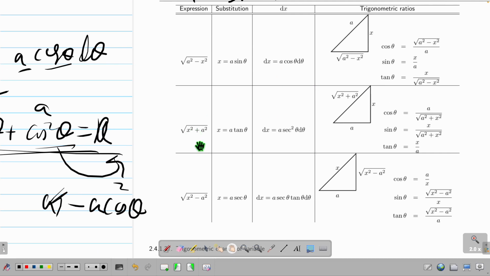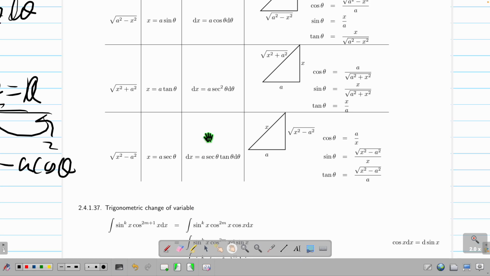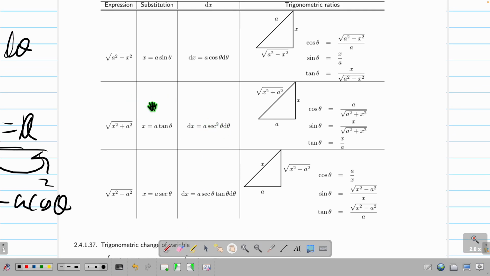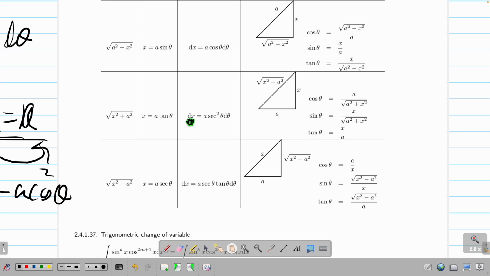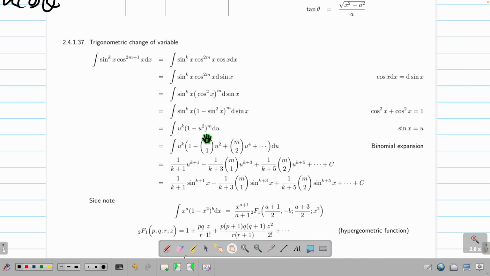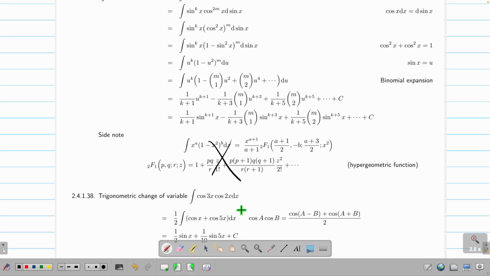And then if you see a plus, you do tangent, because 1 plus tangent squared is secant squared. And if you see this, you do secant. And then of course, if you can make use of those double angle formulas, half angle formulas, sum to product to sum, which nobody remembers, you make it simple. So this is the oh my gosh thing. Nobody will do this, so ignore this. This is too much for you.